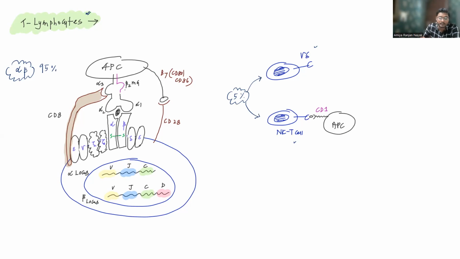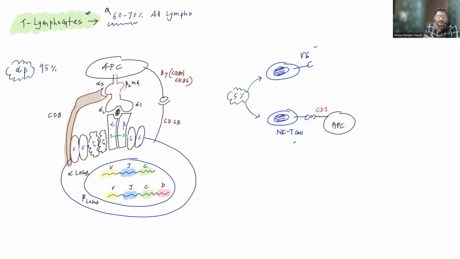Now, if you see the structure of alpha beta T lymphocytes, but before that, you have to remember that T lymphocytes constitute around 60 to 70% of all peripheral blood lymphocytes. Okay, so this point is also important. This number is also important. So in the peripheral circulation, if you take all the lymphocytes, around 60 to 70% are T lymphocytes. Among those 60 to 70% T lymphocytes, 95% have alpha beta type of receptor, 5% can have either gamma delta or NK T cell receptor.